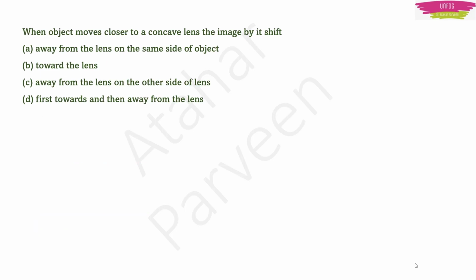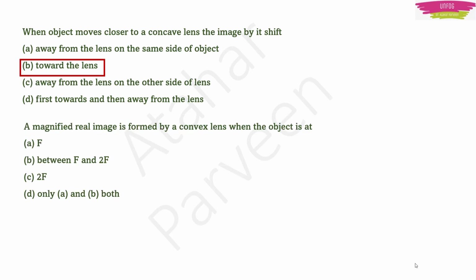Next question. When object moves closer to a concave lens, the image shifts away from the lens on the same side of the object, toward the lens, away from the lens on the other side of the lens, or first towards and then away from the lens. See, in this type of questions, you better don't read options so many times. You just recall what happens in a concave lens. Here, the image will shift towards the lens. Option B will be the right answer.